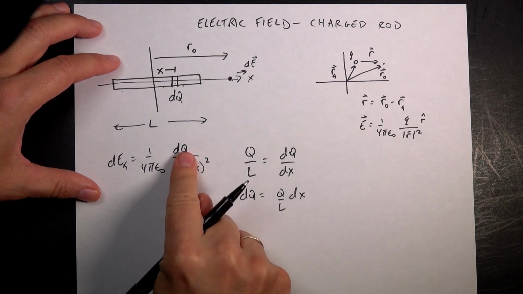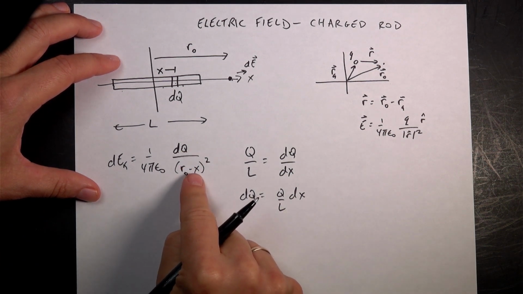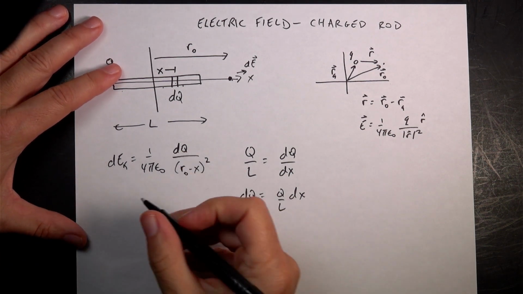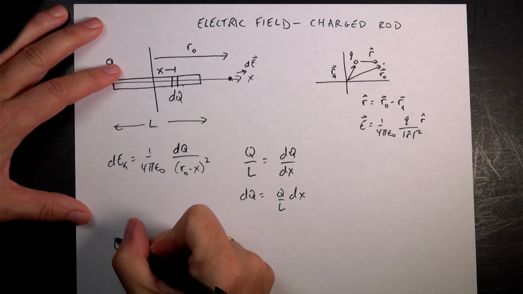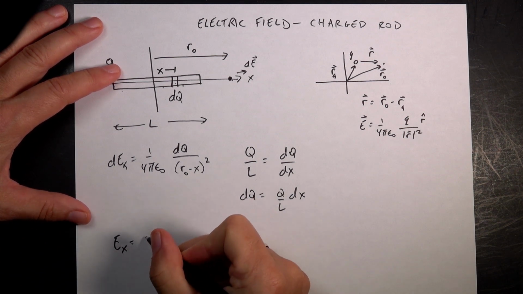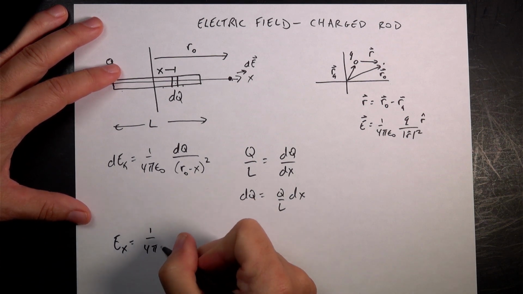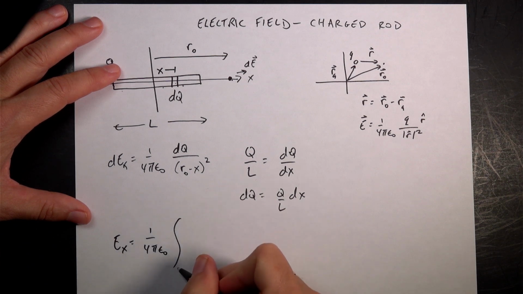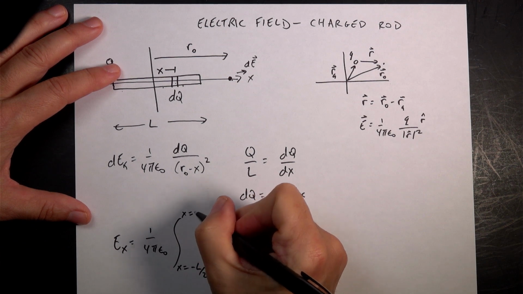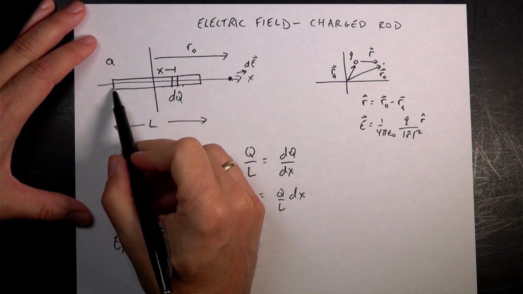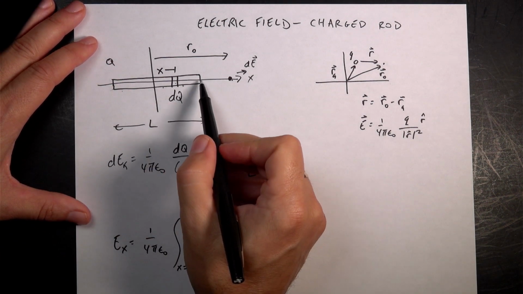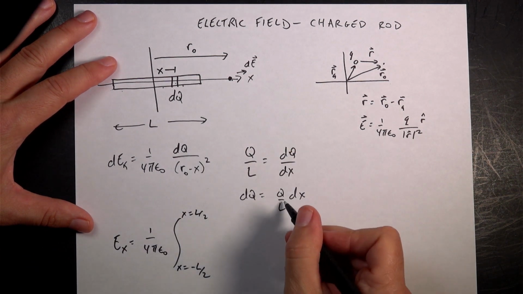Now if I put that in over here, I'll get an integration with respect to x, and I can do that. So now I get the following integral: Ex is going to be 1 over 4 pi epsilon naught, integrate from x equals negative L over 2 to x equals L over 2. I'm adding up from here, which is negative L over 2, to here, which is L over 2. And then I have all this.